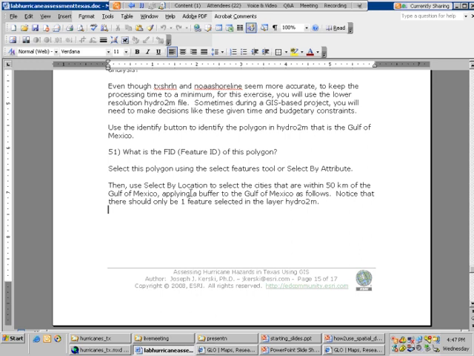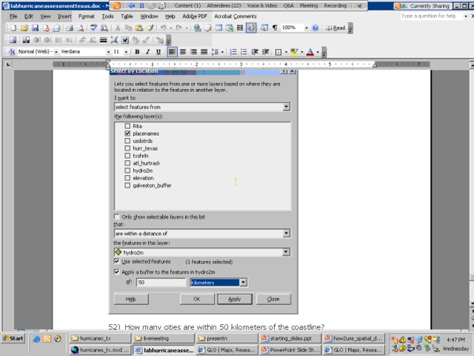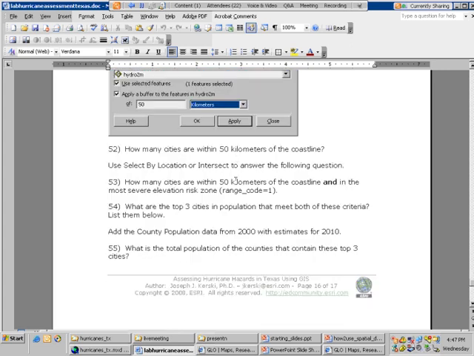Then they use select by location, so now they're getting into some more analysis, to select the cities that are within 50 kilometers of the Gulf of Mexico, applying a buffer to the Gulf of Mexico as follows. So I have a little screenshot there where they, although it's fairly intuitive nowadays, but occasionally I still include these screenshots just to sort of anchor them, oh, okay, I'm doing it right. Then, how many cities are within 50 kilometers of a coastline?